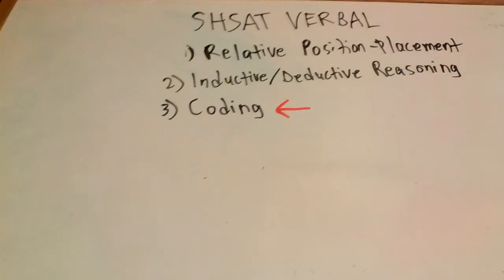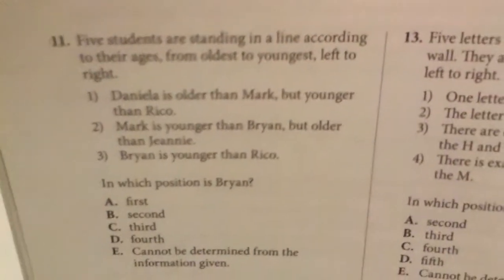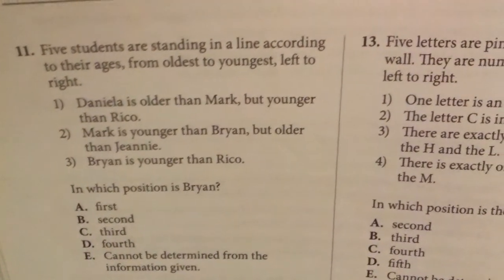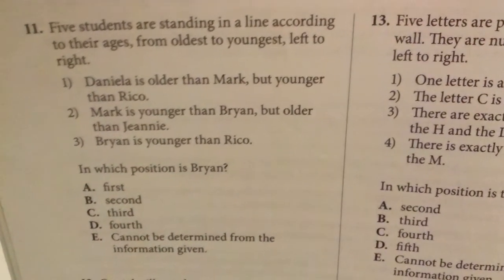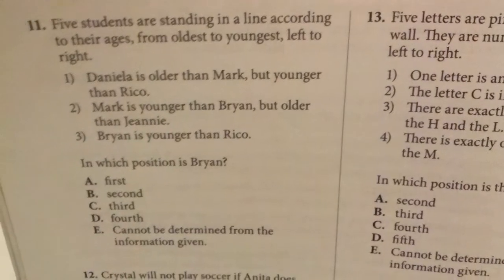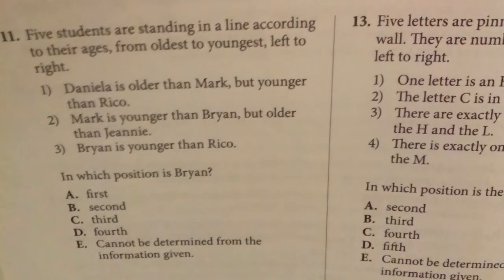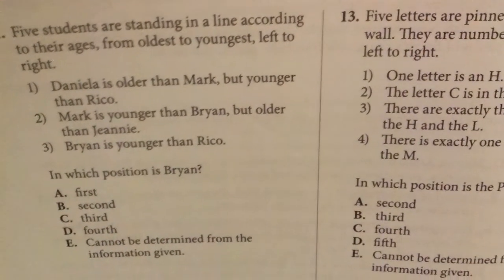So, let's see, something else. Okay, and then look at this problem. It says, 5 students are standing in a line according to their ages, from oldest to youngest, left to right. Alright, and then it gives you some facts. It says, Daniela is older than Mark, but younger than Rico. And then it says, Mark is younger than Brian, but older than Jenny. And then Brian is younger than Rico, right?